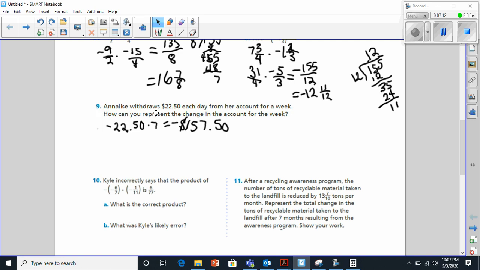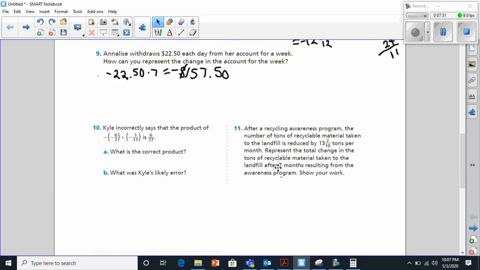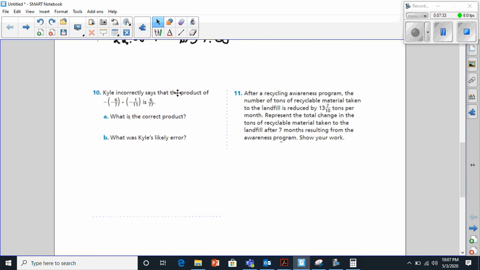Remember, she withdrew money, so that's a negative number, times, it says each day from her account for a week. Well, there's 7 days in a week, so that's 7 times she withdrew her money. That's going to be negative 22.5 times 7, which is negative $157.50.